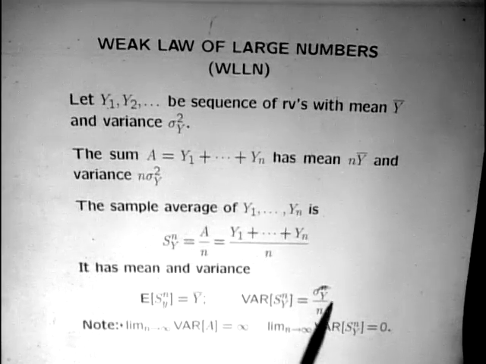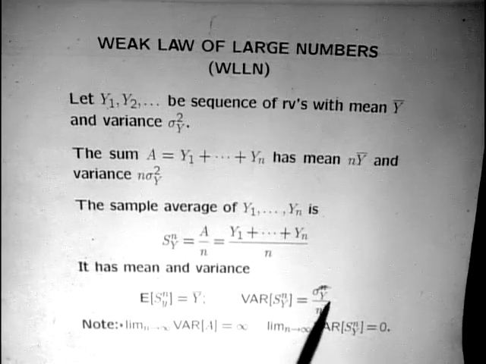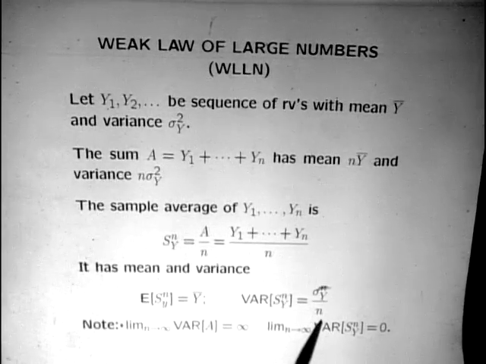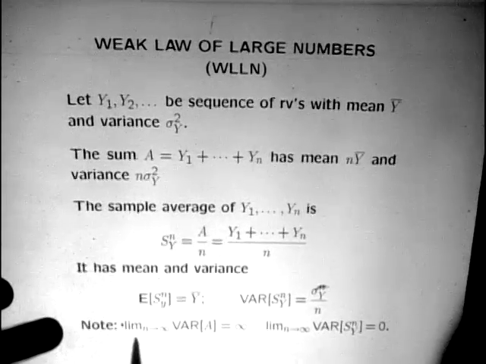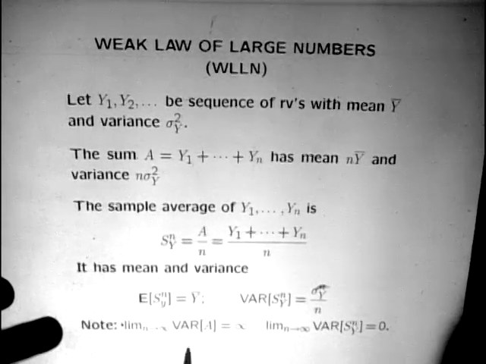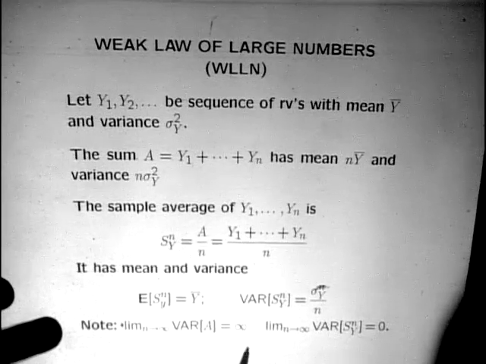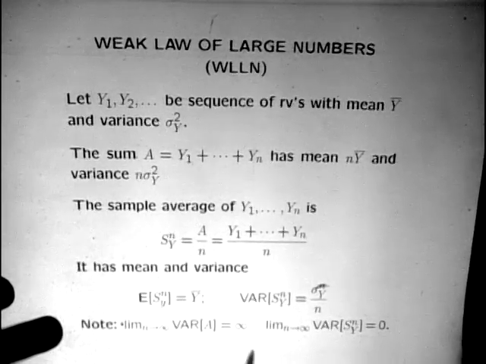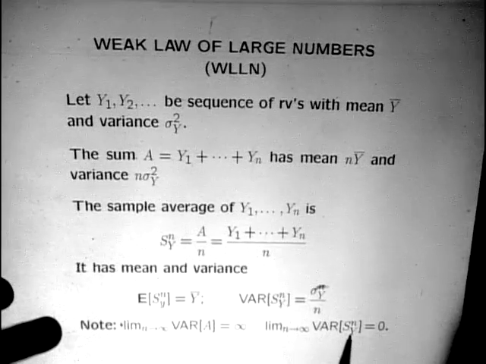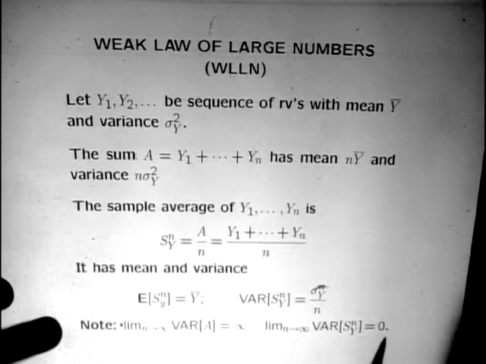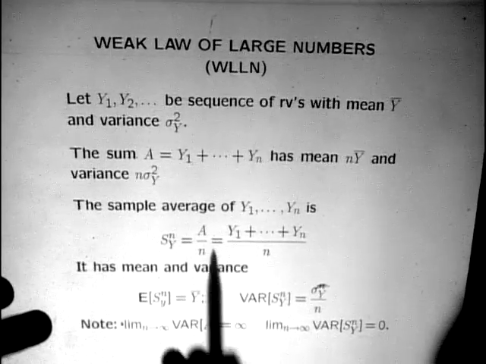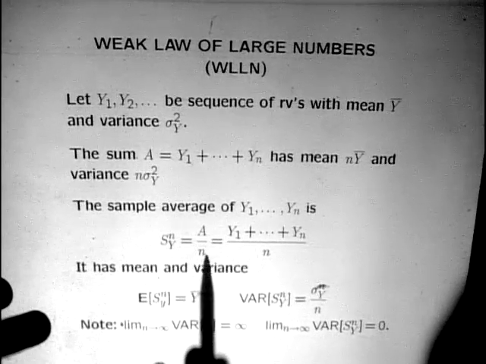So it's the variance of the random variable y divided by n. In other words, the limit as n goes to infinity of the variance of the sum is equal to infinity. And the variance of the sample average as n goes to infinity is equal to 0. And that's because of this 1 over n squared effect here.